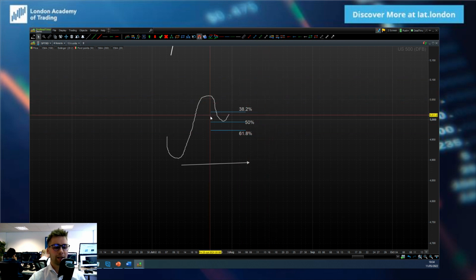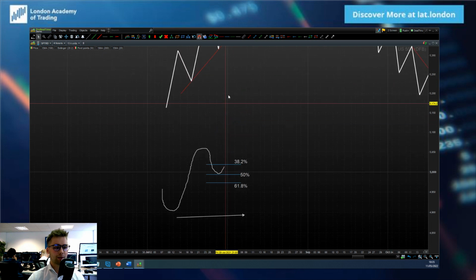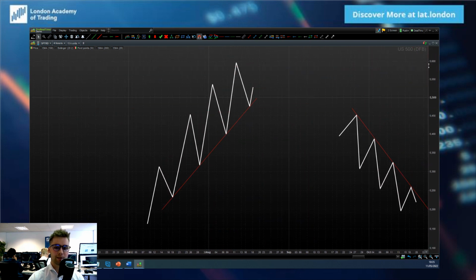The main levels that we have with the Fibonacci retracements are a 38.2%, a 50%, and a 61.8% retracement of the previous swing. So we'll have a look at a theoretical example here.